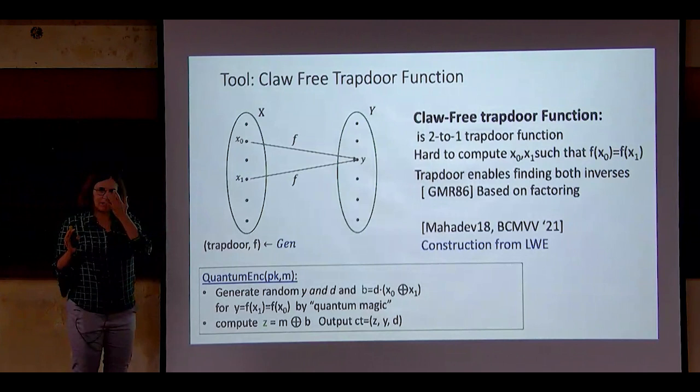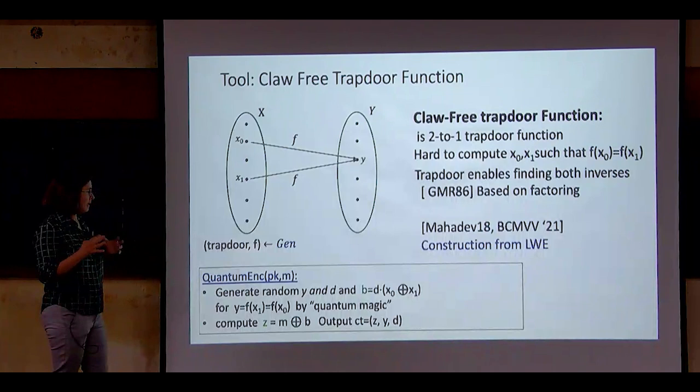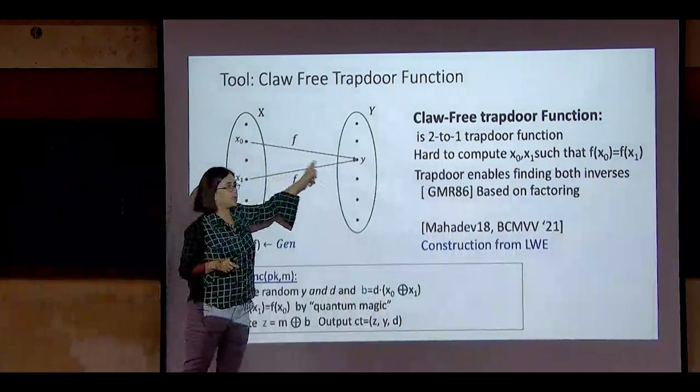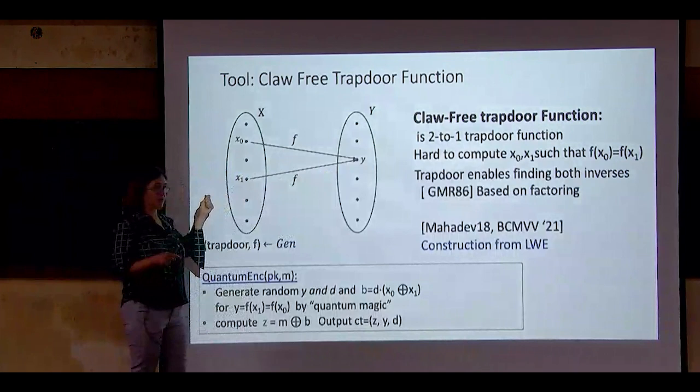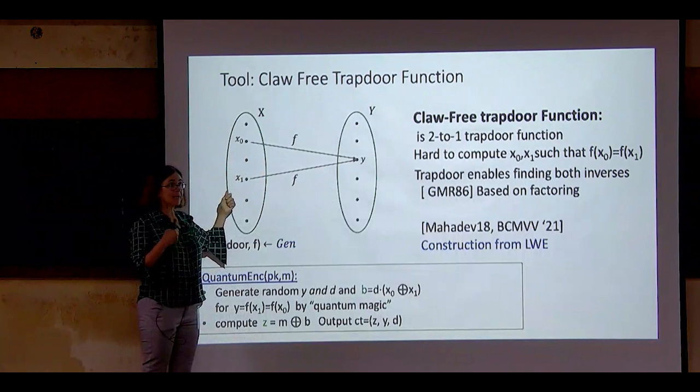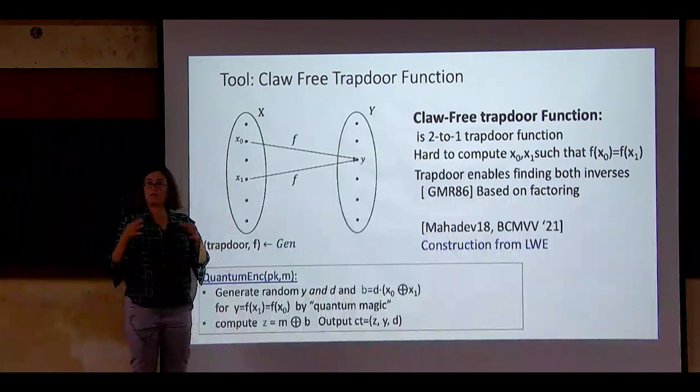The main magical thing, this is her idea, is that in a classical world, you take an X, compute F of X, this is a one-way function, and now you have one inverse, but you don't know how to get the other inverse. In a quantum world, there is an ability to sample Y such that you are holding both inverses in a superposition. But you can't figure out either X0 or X1, because as soon as you try to find them, you measure, it collapses, and you only find one.